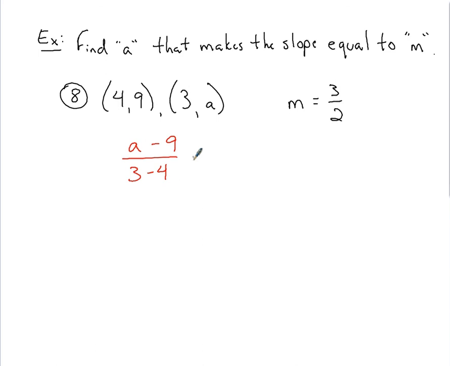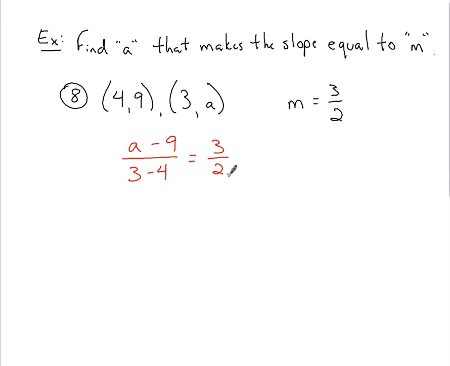Normally, I don't know what the slope is yet. I have to calculate further, but here I know what the slope is. So, guess what? I'm going to set that equal to 3/2. And now we got a pretty little equation here that we can solve for a.